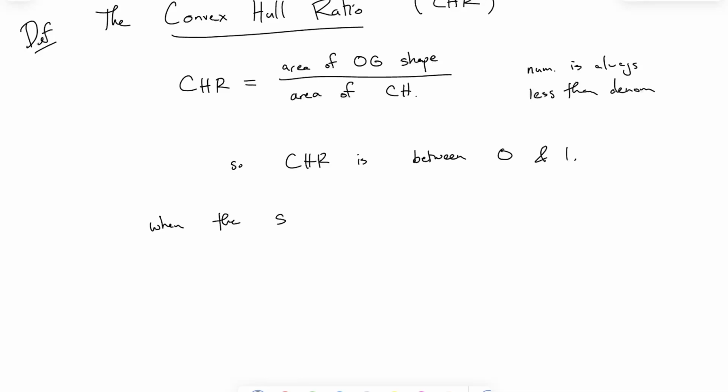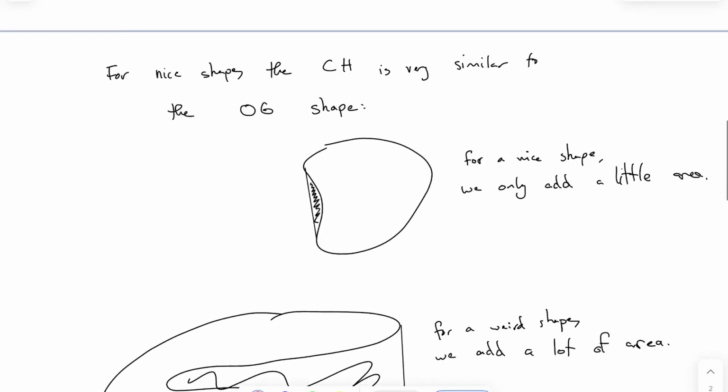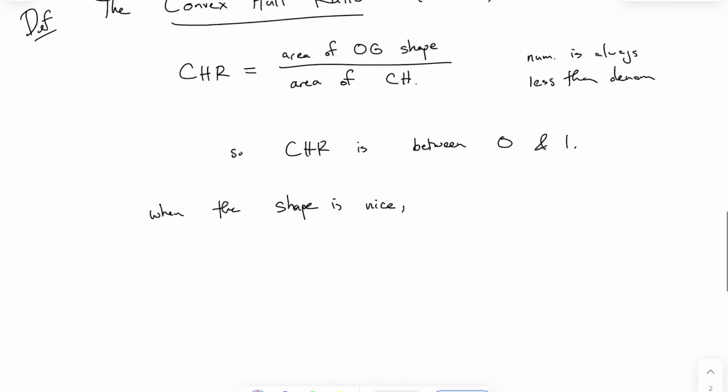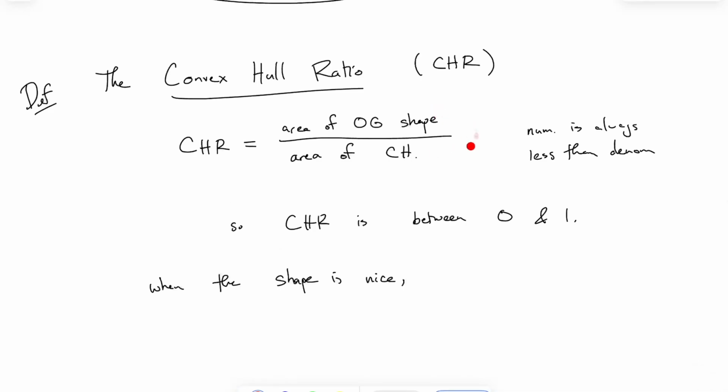when the shape is nice, because of what I said before, if the shape is a really nice shape, then these two areas are almost the same. Like that's what we said. For a nice shape, we only add a little bit of area. That means the convex hull area is basically the same as the area that we started with, just adding in a little bit more. So when the shape is nice, it means the numerator and the denominator are almost the same. Can anybody say, as a number, what does that mean if you have a fraction where the numerator and the denominator are basically the same? What is that equal?